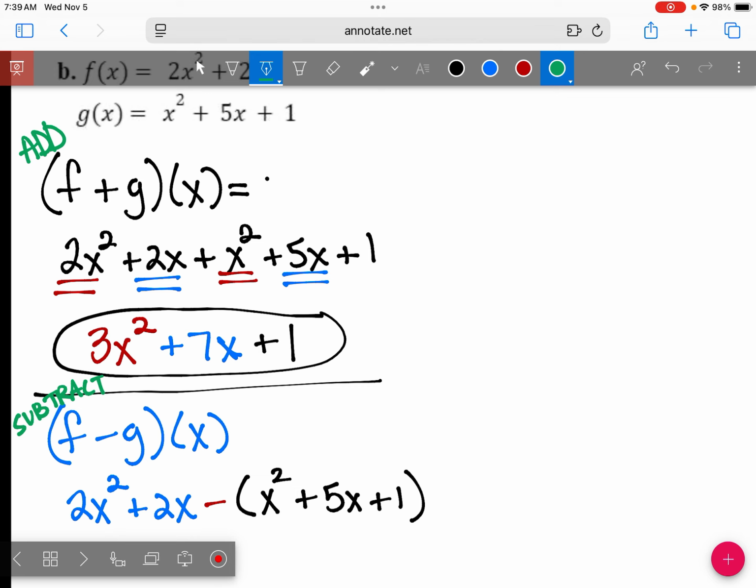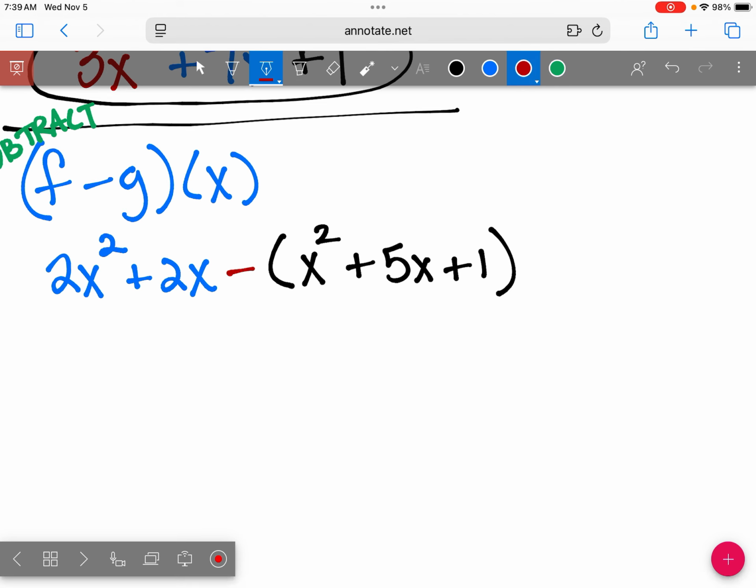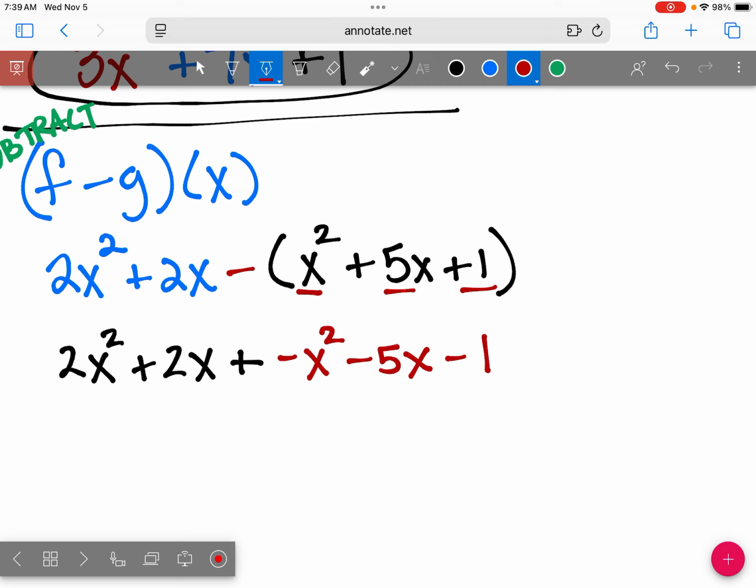For subtraction, before we can subtract, everything inside of the parentheses, you need to flip the sign. You see how right now all 3 are positive? All 3 are going to change to a negative. So what that's going to give you is 2x squared plus 2x. And then this minus sign changes to a plus. And then I'm going to flip all the signs. So that would be a negative x squared, a negative 5x, and a negative 1. All right, go ahead and combine your like terms again.